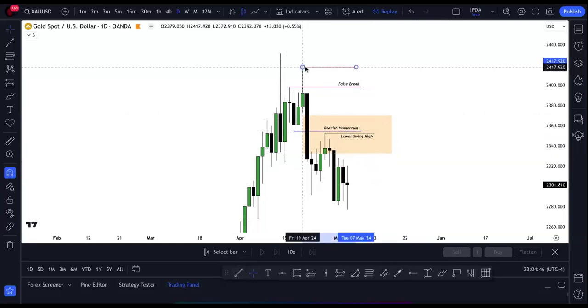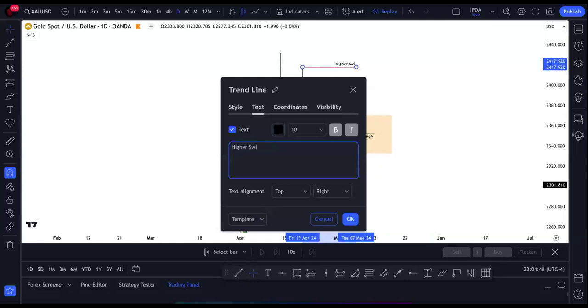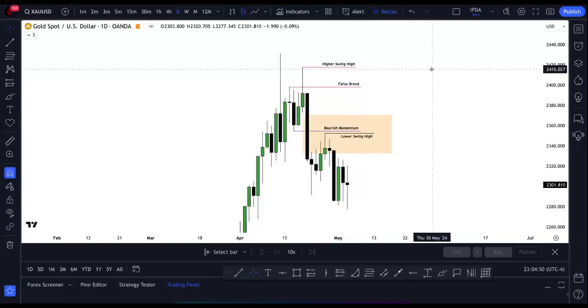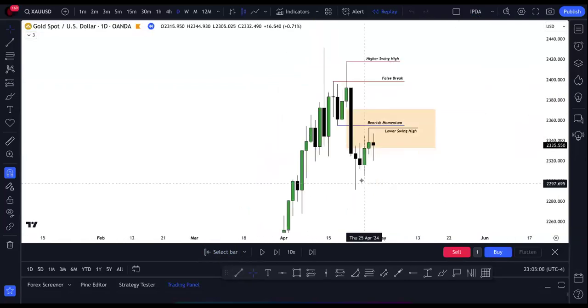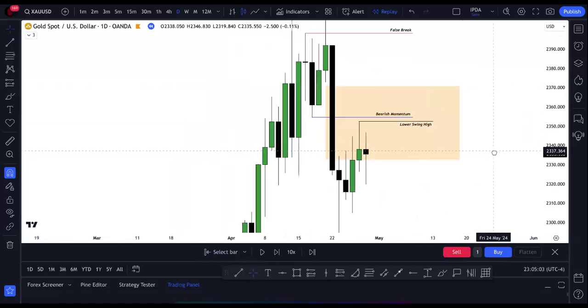We got a lower swing high. This is the higher swing high. We failed to break this high, and we run back lower. We got a lower swing high after getting that 1, 2, 3. Let's bring it back right there. 1, 2, 3. That's the lower swing high, and it's confirmed.